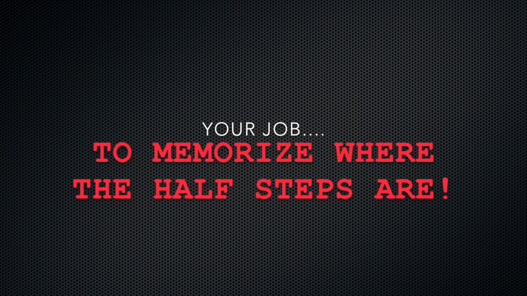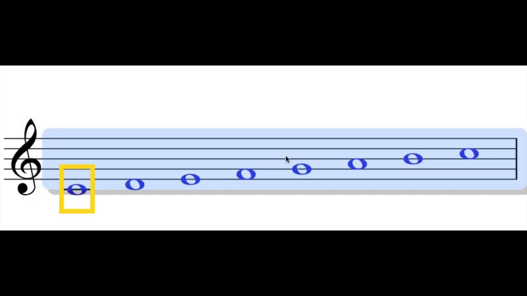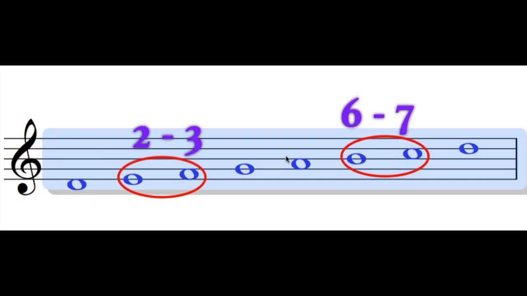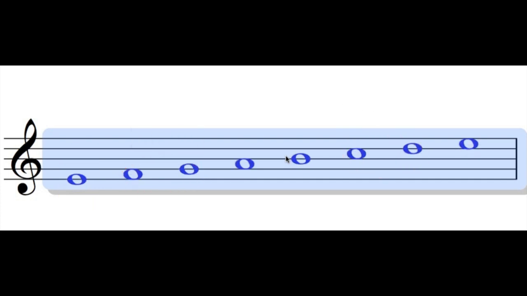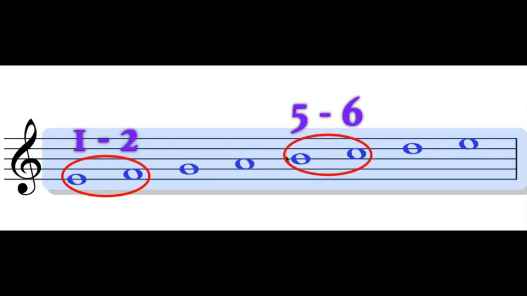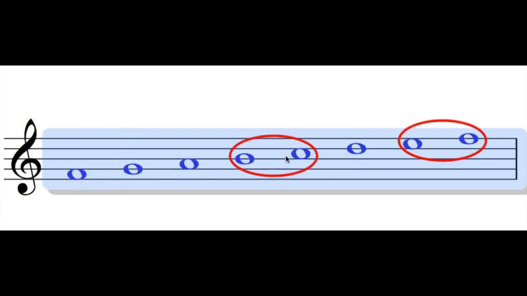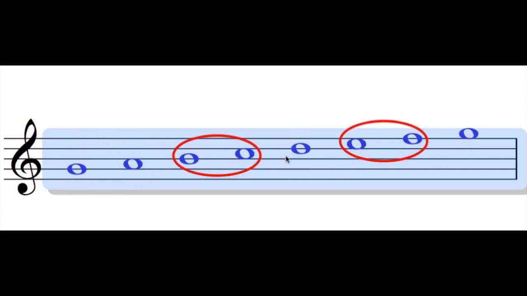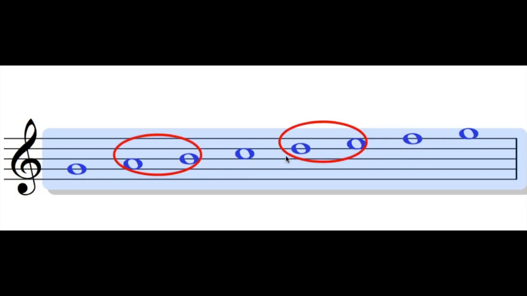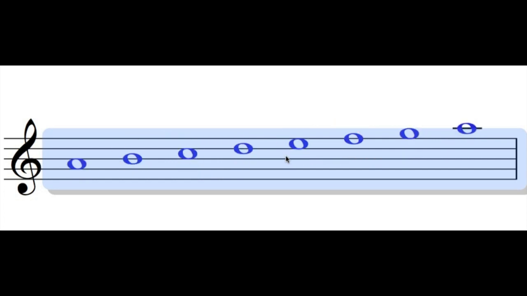Your job is to memorize where the half steps are in the scale. That will determine the accidentals that you use. You see, if we start with C and we move everything up without adding accidentals, the half steps are in the wrong place. You can see each time we move it up, the half steps change. And this is because we have not added accidentals.